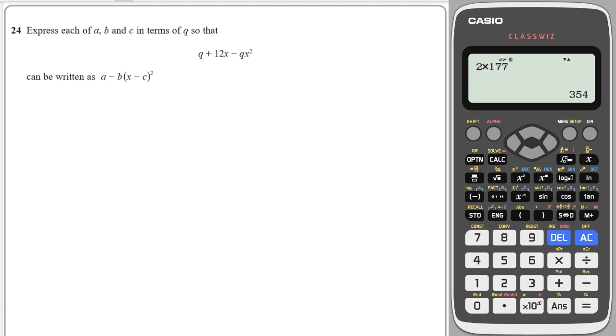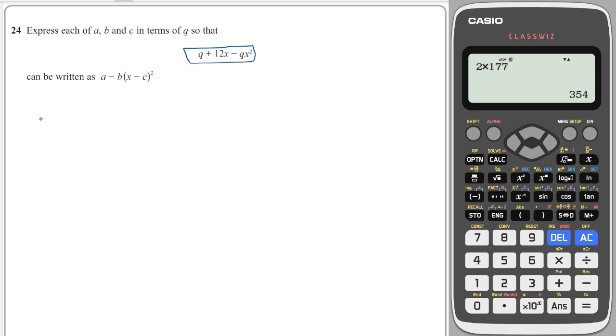And we are on to question number 24, the final question on the paper. Okay, we've got a quadratic in terms of q, and we have something it can be written in terms of a, b, and c. So perhaps the easiest thing to do here is to expand this one and then compare how it looks once it's been expanded. Because it's much easier to expand than it is to complete the square.